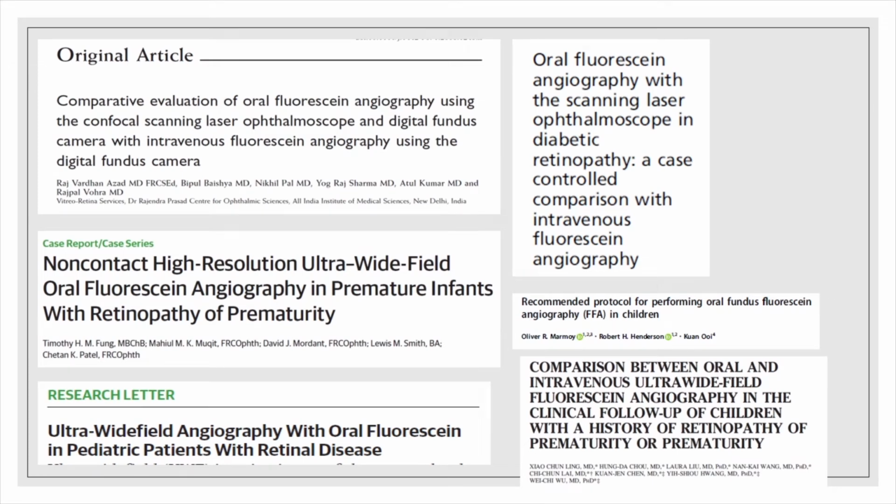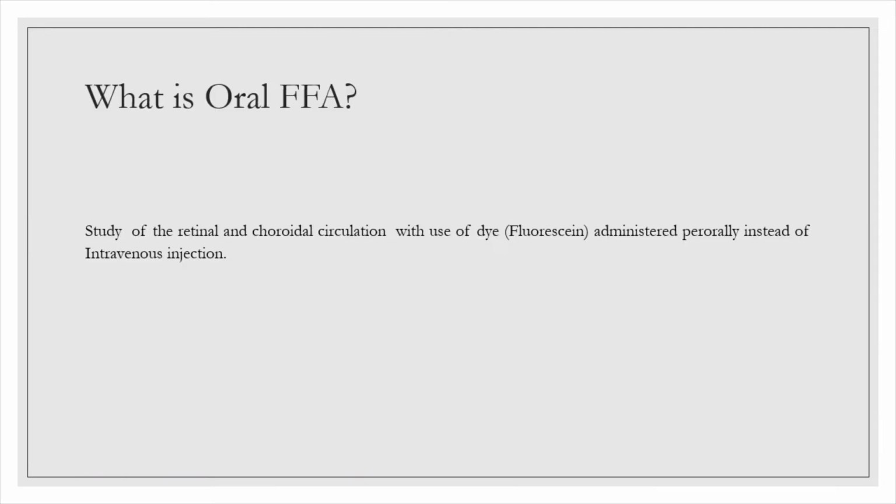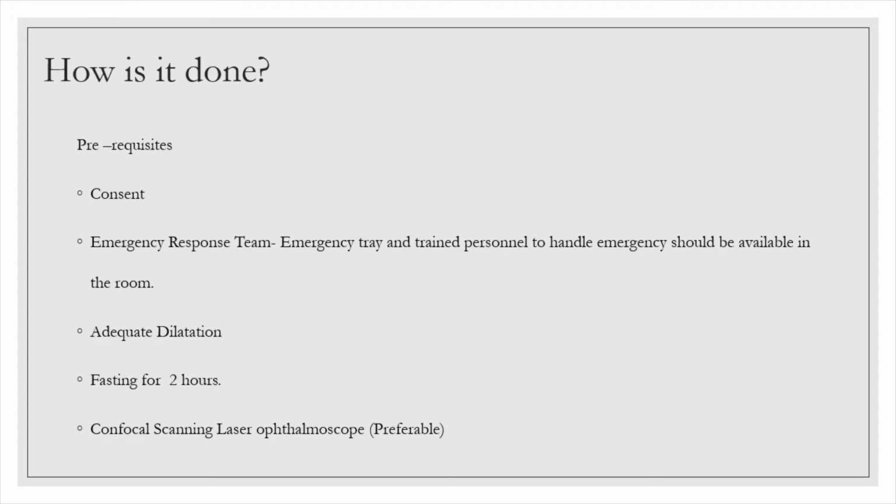Subsequently, many articles came out which compared oral fluorescein angiogram on the confocal versus the IV fluorescein in various retinal pathologies like diabetes and in CNVMs also. And recently, there is a comparison between the two in ROP patients. And it has been studied in pediatric retinal disorders as well. So, what is oral FA? It is nothing but a study of retinal and choroidal circulation with the use of dye administered per orally instead of intravenous injection. So that brings us to how is it done.